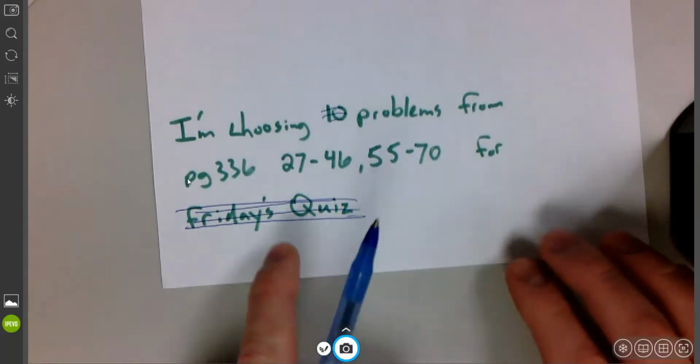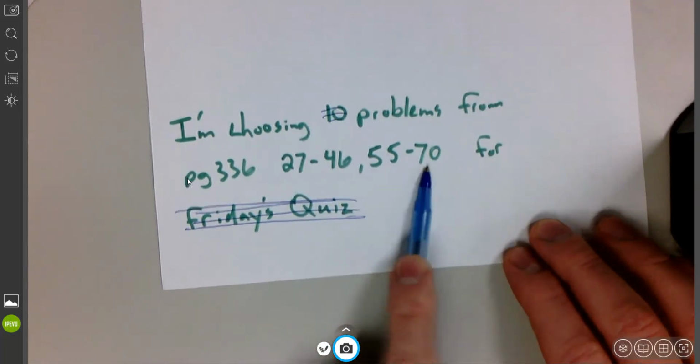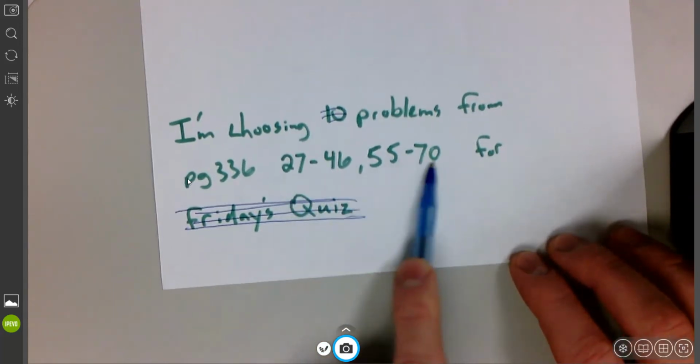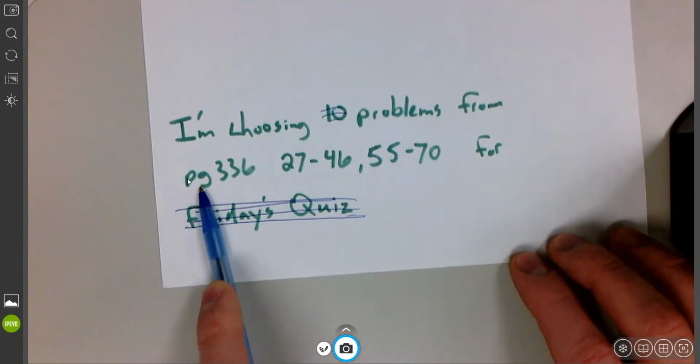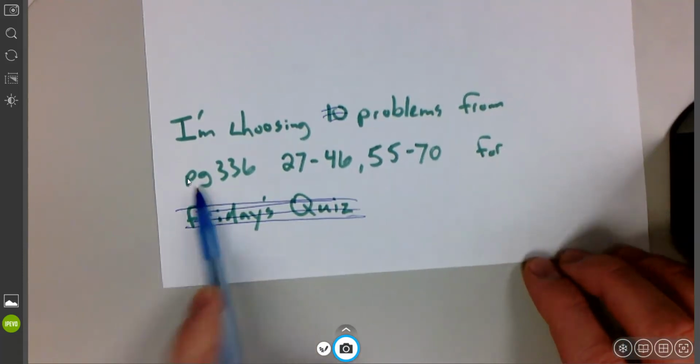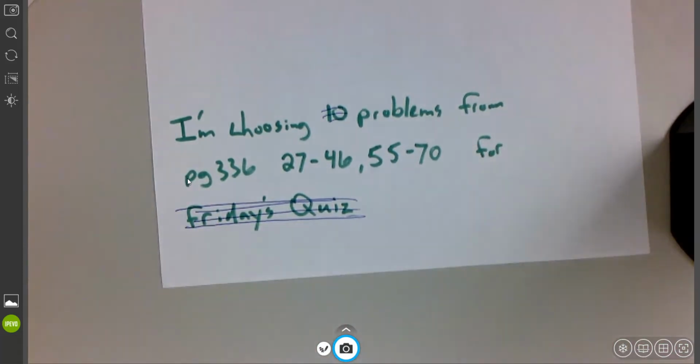Okay? I'm not saying you have to do all of them. I'm not saying you have to do any of them. You practice as many of these as you want until you feel comfortable that you can solve any of those types of problems. And then on Monday or Tuesday, depending on what group you are, we are going to have a quiz based on these problems.